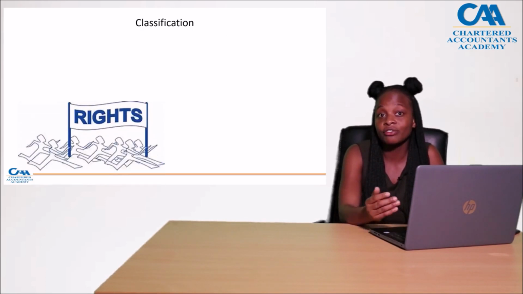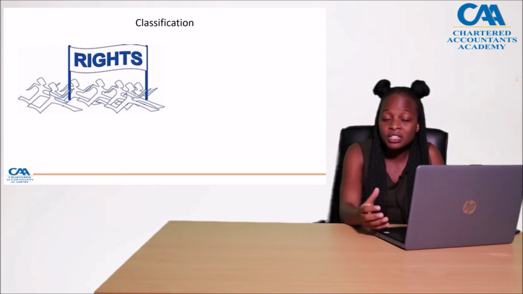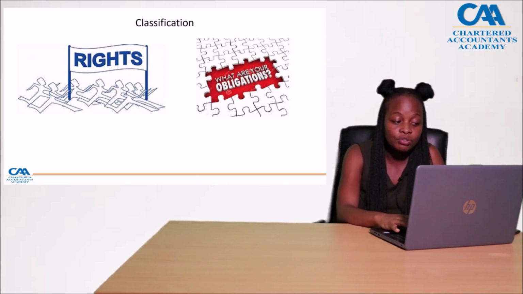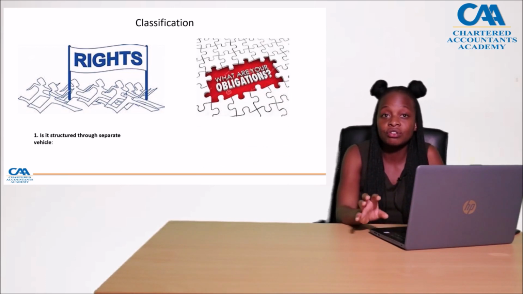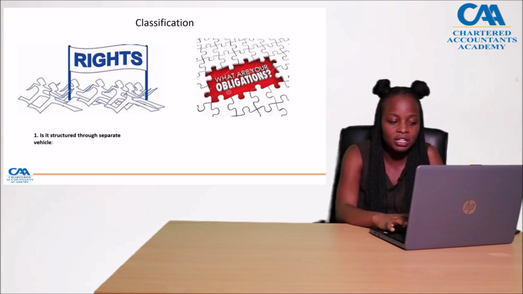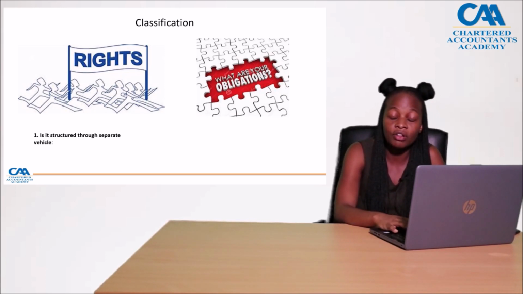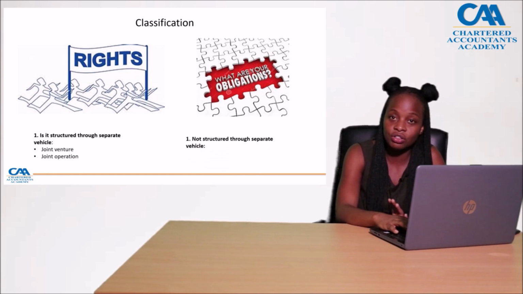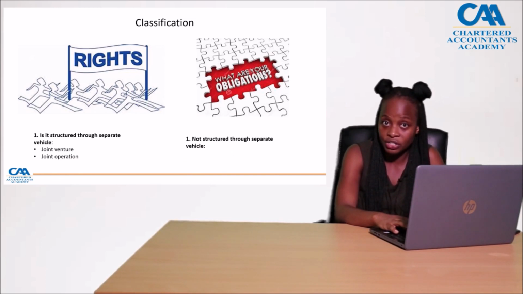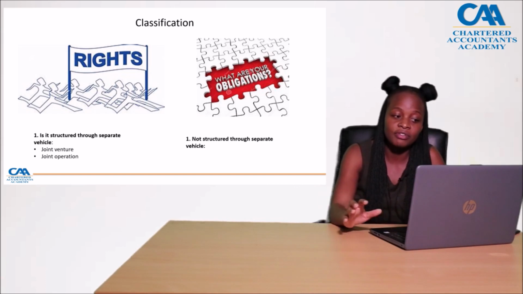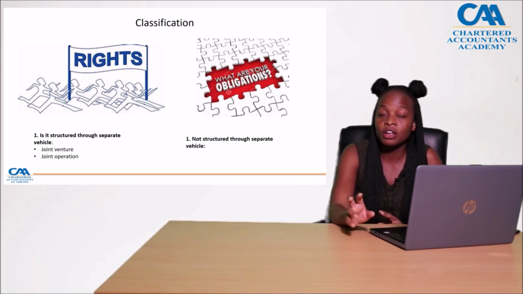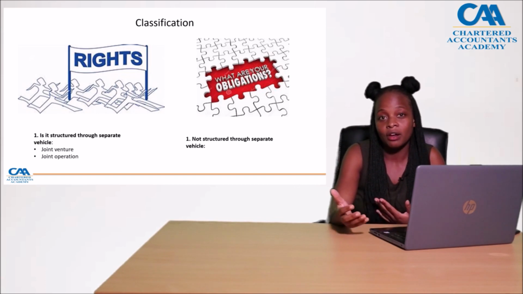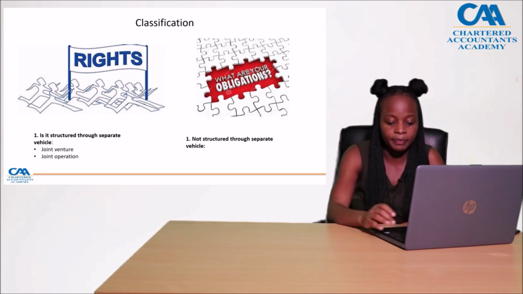Classification of a joint arrangement is based on the rights and obligations that parties have in that entity. It's important to note whether the arrangement is structured through a separate vehicle or not. If it is structured through a separate vehicle, it could be a joint venture or a joint operation. But if it's not structured through a separate vehicle, it's a joint operation. So I want us to identify those rights and obligations so that we can classify a joint arrangement when we get to the application examples at the end of this recording.